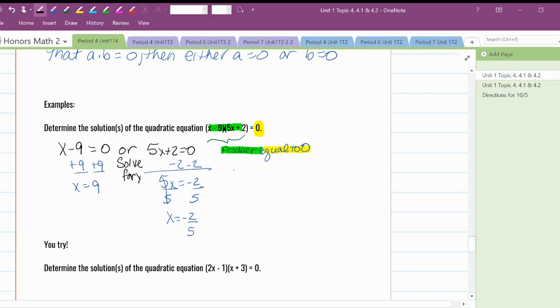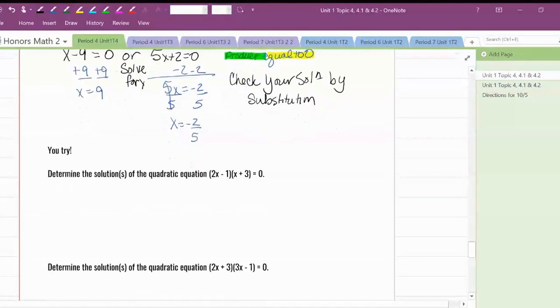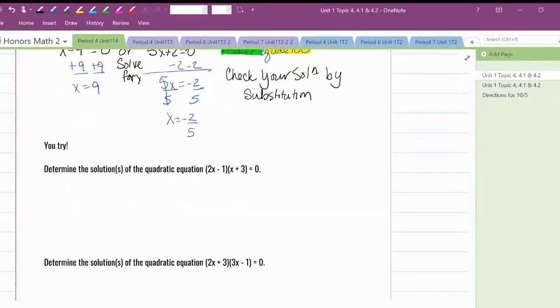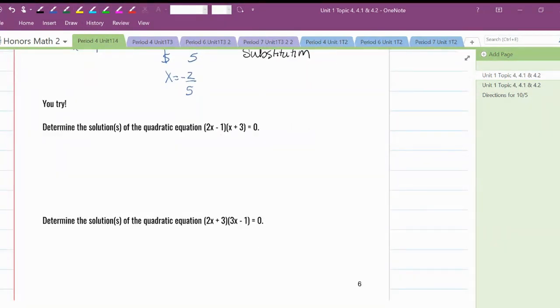And you can always check your solutions by substitution into our original equation. All right, here's a couple for you to try. So why don't you pause the video and give these a try.